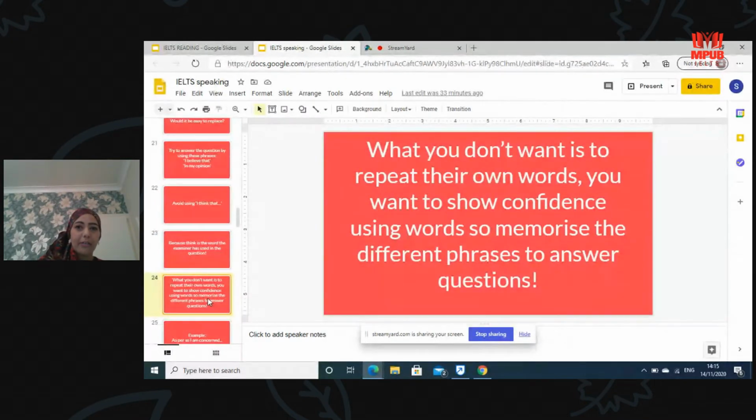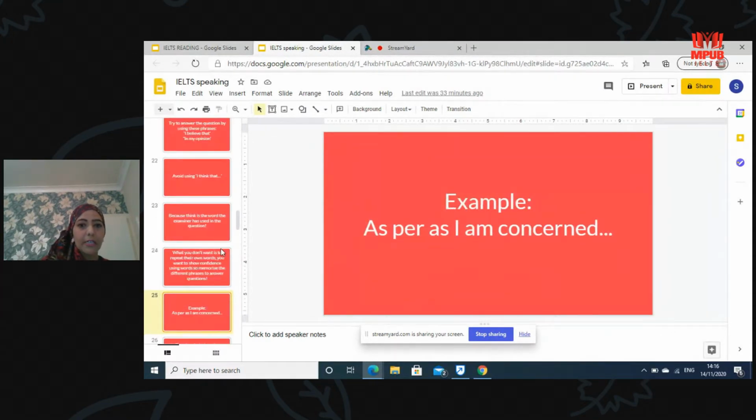Yeah, so again, what you don't want is to repeat the examiner's own words. You want to show confidence by using your own words. So memorize the different phrases to answer the questions. Another good example is "as far as I am concerned." If you just memorize the simple phrases, you can answer any question, because they are phrases that you can use with any type of simple questions.